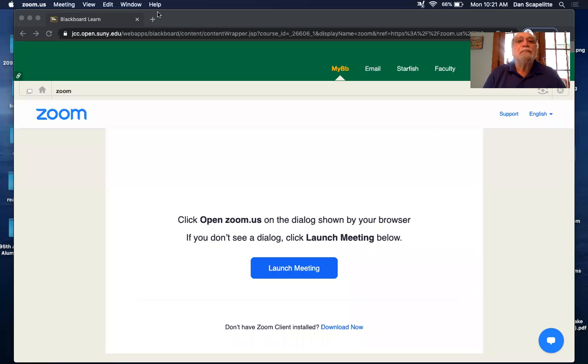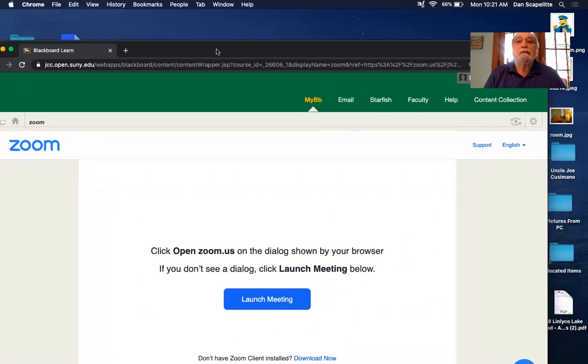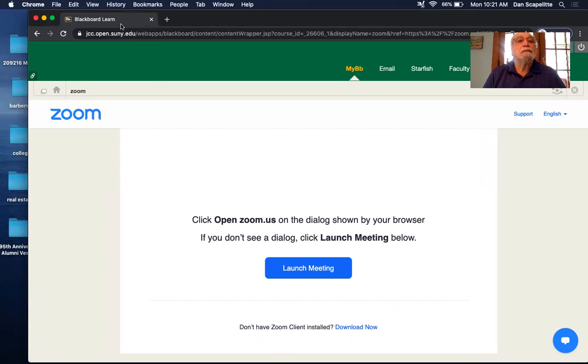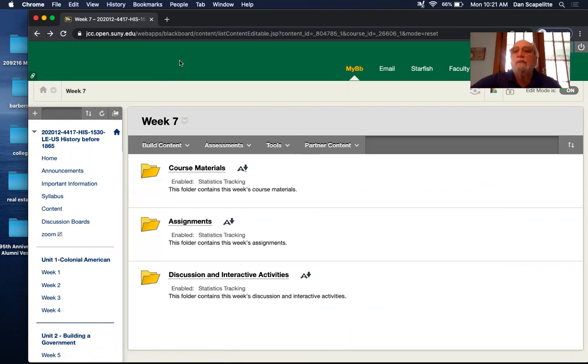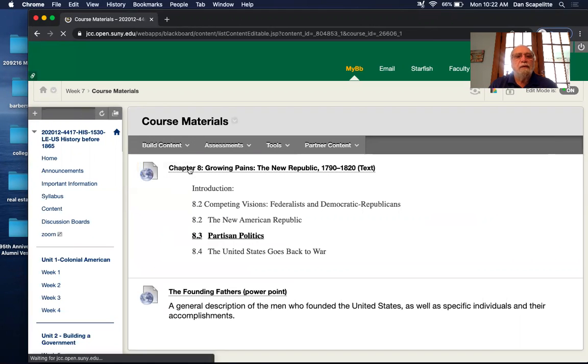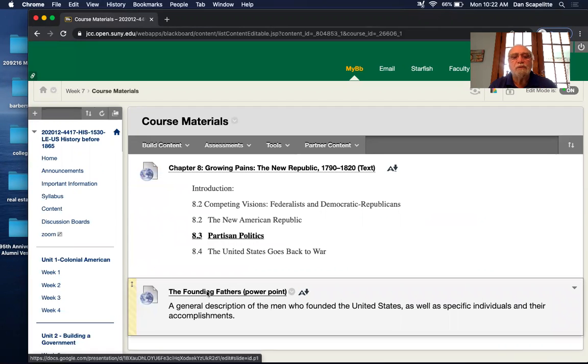In order to fully understand what's happening in this unit, we need to kind of put an end to the second unit. And the way that we're going to do that is we're going to go to week 7, and we're going to go to course materials in week 7. And we're going to go to this Founding Fathers PowerPoint.